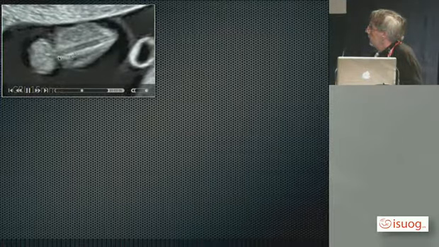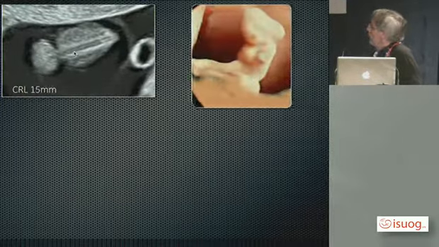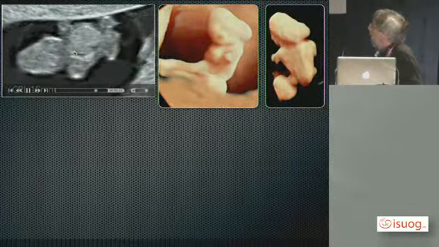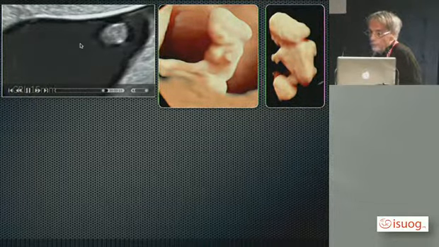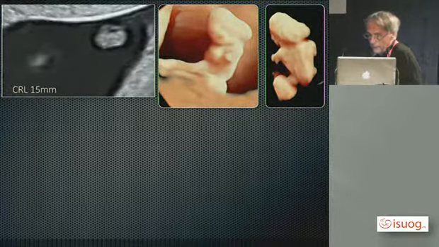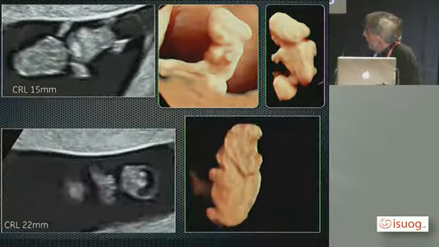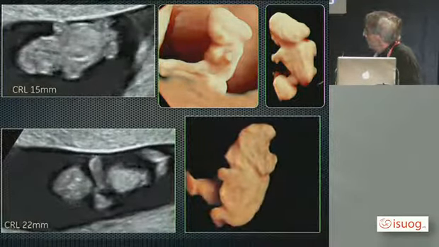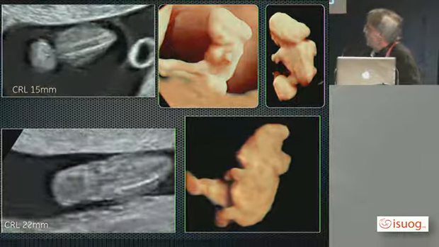This is a spine, 3D rendering. So it was another neural tube defect on the posterior part, and this was a scan made at 22 weeks. 22 millimeters, that means 9 weeks.